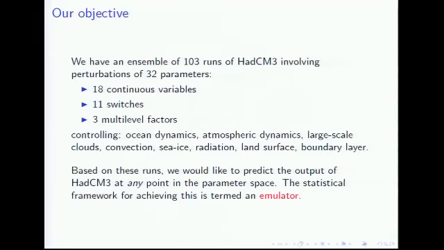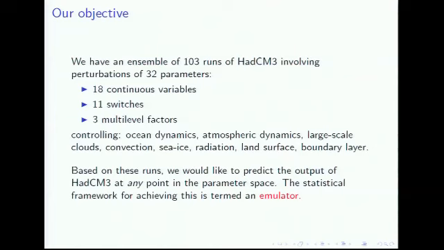So what we did in these 103 runs is we perturbed in each run the parameters of HadCM3. And we have 32 parameters in total, 18 continuous, 11 switches, and 3 multi-level factors. They controlled various aspects, mostly of the subgrid scale parameterization of HadCM3. So we perturbed things inside the ocean dynamics. That was just a switch. We either had a slab ocean or a dynamical ocean.